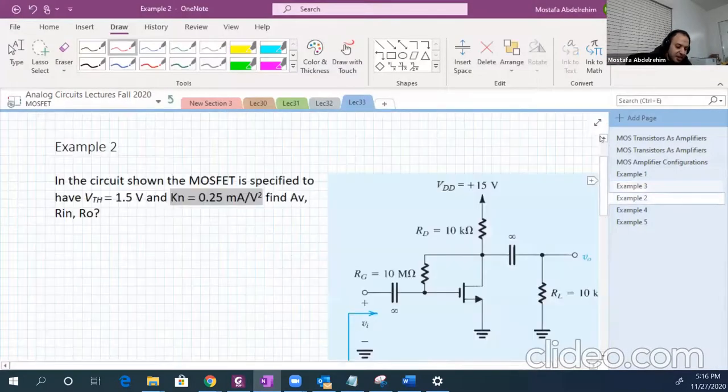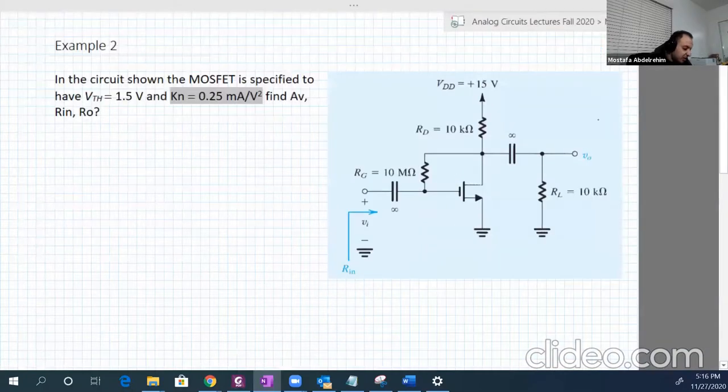The third example is a little bit trickier or harder. Let's see. But again, it just needs more work. It's not that hard. So what we have here, again, is a circuit which has an input at the gate and the output at the drain. So it is also a common source amplifier.